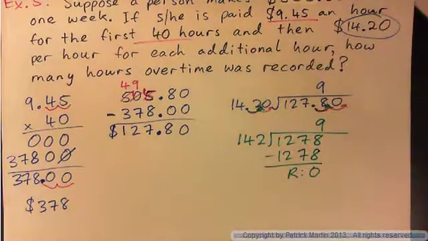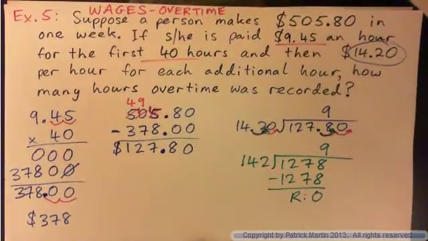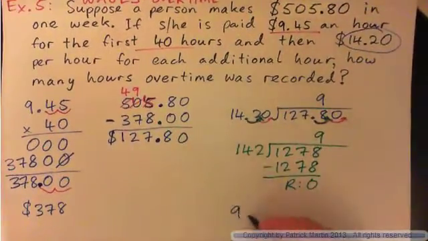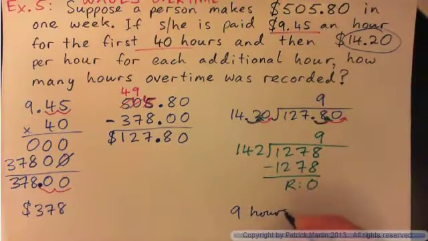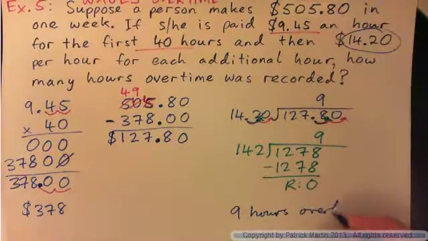And what is that? What type of unit is that? Is that dollars? People? Or what? It's 9 hours, isn't it? 9 hours of overtime is the answer.